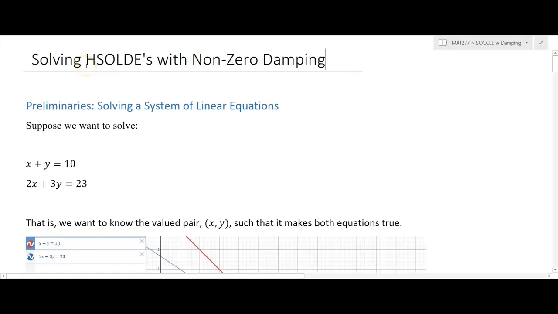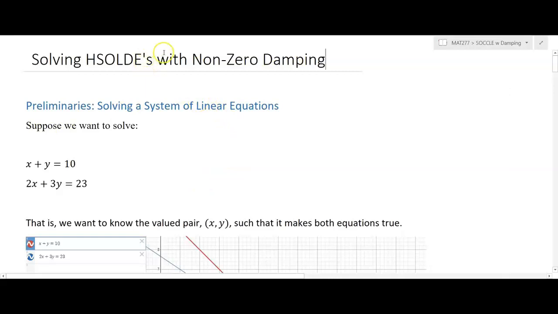Hello and welcome. In this video we're going to continue on our journey with solving second order differential equations. This one specifically will focus on homogeneous second order linear differential equations with non-zero damping. So we've already explored this idea that you can have spring mass systems without damping, and now we'll consider adding the damping term, which will result in a slightly different solution process.